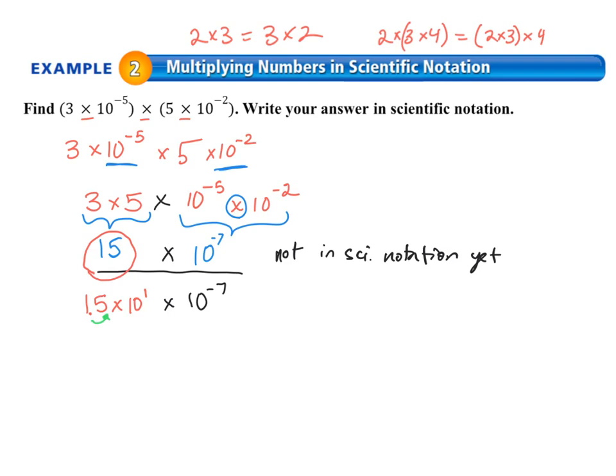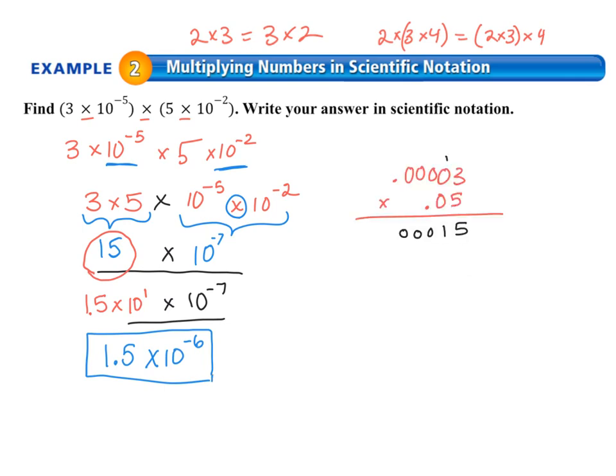So to finalize our answer, we have to combine these powers of 10. So our final answer becomes 1.5 times 10 to the negative sixth, because again, we're adding those exponents because it's multiplication. 1 plus negative 7 is negative 6.